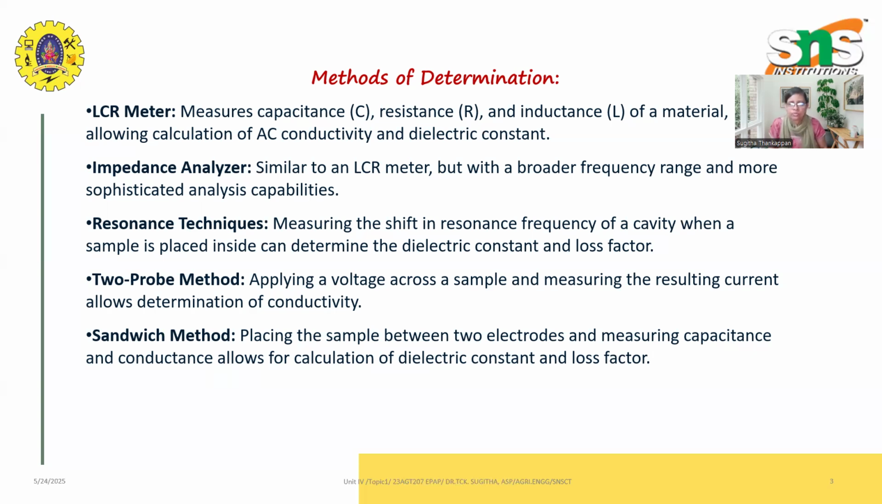Then we have the two probe method. Here we apply a voltage across the sample and measure the resulting current, which allows the determination of conductivity. Then we have the sandwich method. Here we place the sample between two electrodes and measure the capacitance and conductance. From this, you can calculate the dielectric constant as well as the dielectric loss factor. So all these methods can be applied based on the requirement.